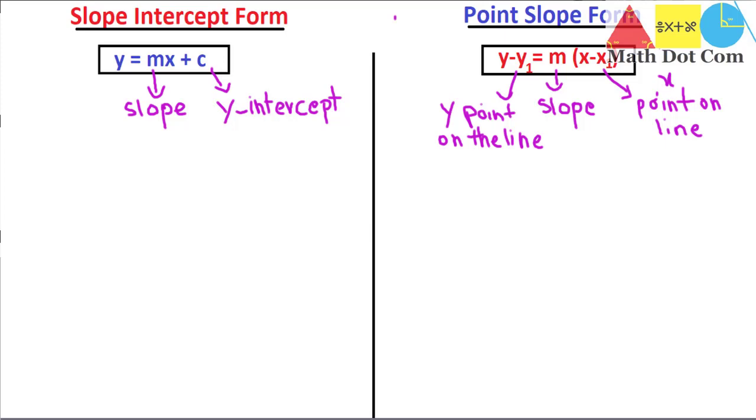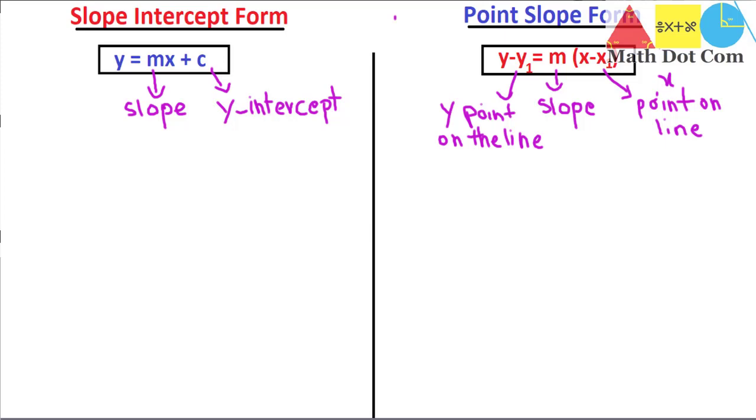So now let's move towards the problems associated with these two forms. You will come across two types of problems. Problem number one is you will be given the equation and you have to transform that equation into these two forms. And problem number two is you will be given the slope and the intercept, and you will be asked to write the equation in this form. Or in the point slope form you will be given the point and the slope, and you will be asked to write the equation in this form.